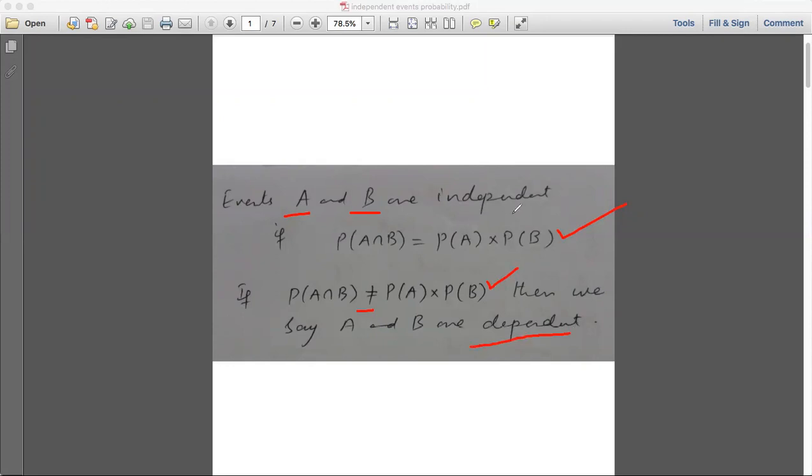So please note down these two formulas. For the case of independent events, there is an equality sign, and if the two sides are not equal, then the two events are dependent on each other. Dependent means they will be affected. If one event occurs and the other does not, the other event may be affected. Okay.